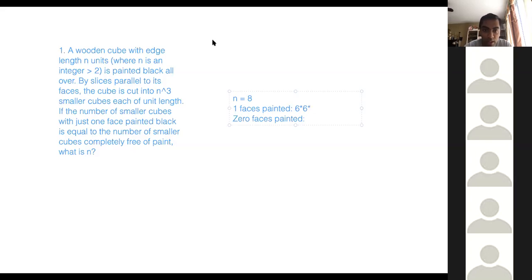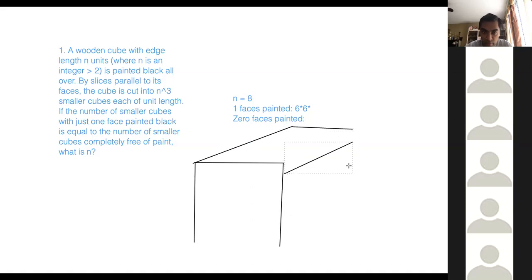So with one face painted, let's draw something like a cube here. Let's say each of these faces were divided into 8 cubes, then let's look at which ones would have one face painted. Would the cubes on the edge have one face painted or no? How many faces would these have painted? No. So how many would these have? 3. Yeah, so the corners would have 3 and then these edges would have 2, right?